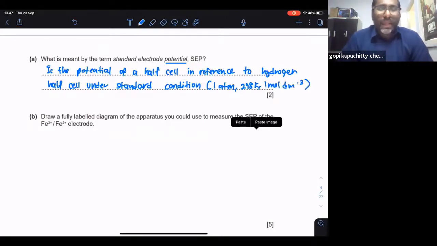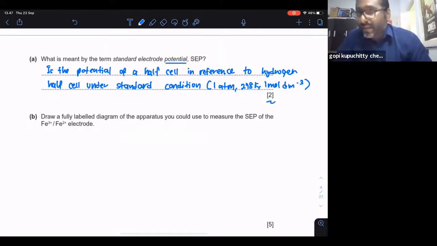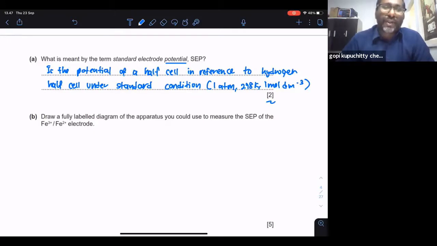Do remember, past year papers, most of the time they give you 1 mark, but I think on certain conditions they give you 2 marks. What they are expecting from you is, you tell them this is potential in reference to hydrogen half cell, and then it's under standard conditions. So for this particular question, they want you to mention about this, and they want you to also mention about this, in order to get the 2 marks.